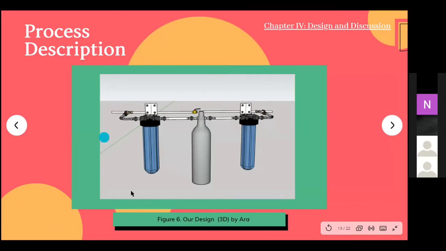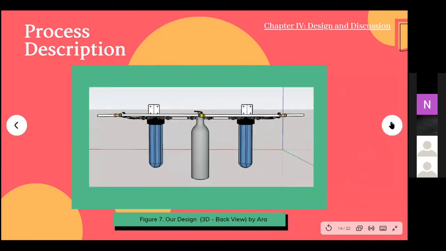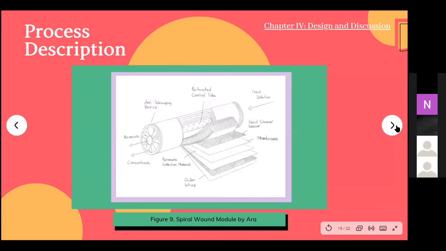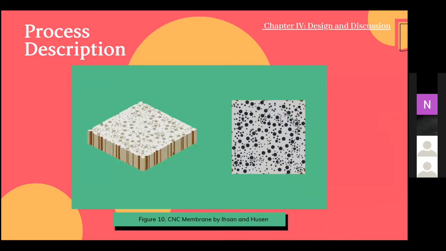This is our 3D design of the whole house water filter that incorporates the CNC membrane, made in Sketchup. This is the front view. This is the back view. And this is the top view. This is a 2D sketch of the spiral wound module that will be used in the whole house water filter. So this is the 3D and 2D of the cellulose nanocrystal membrane design that we made in AutoCAD.